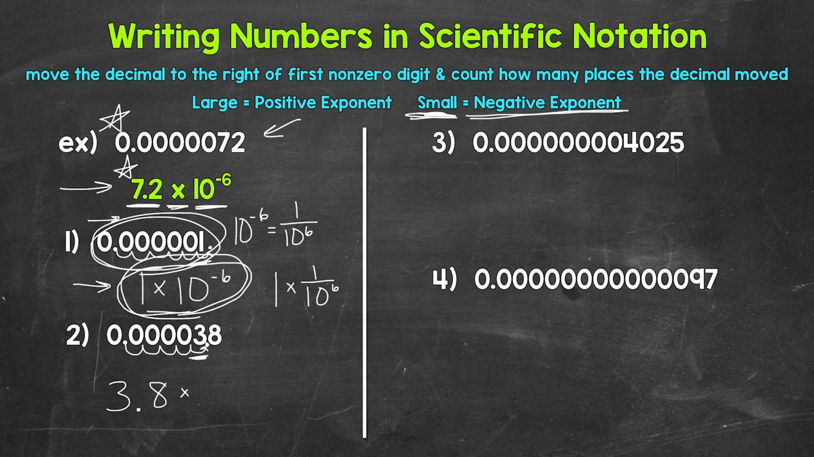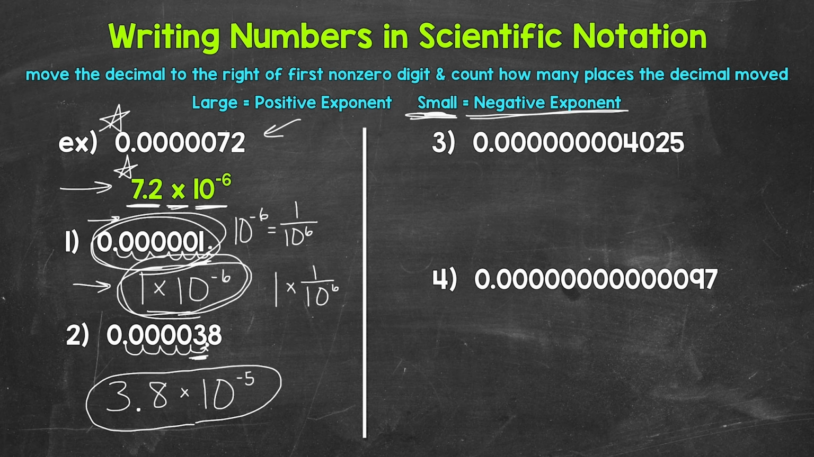3.8 times, and now we need our power of 10. So our exponent is going to be how many places we moved the decimal. That was 5. And we're working with a small number here, so we need a negative. So this is 10 to the power of negative 5. So for our scientific notation, we have 3.8 times 10 to the power of negative 5.